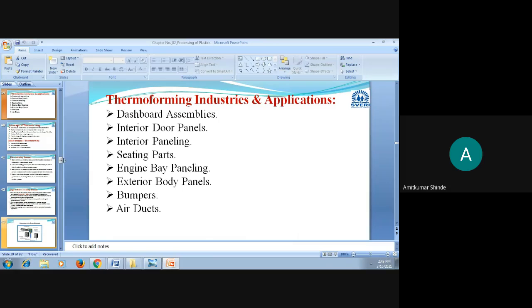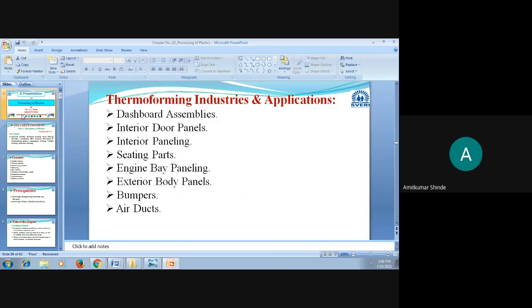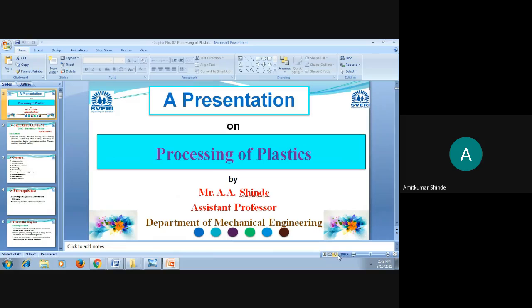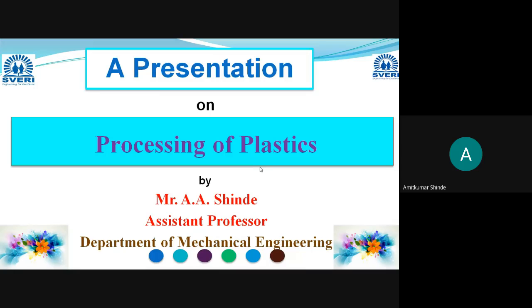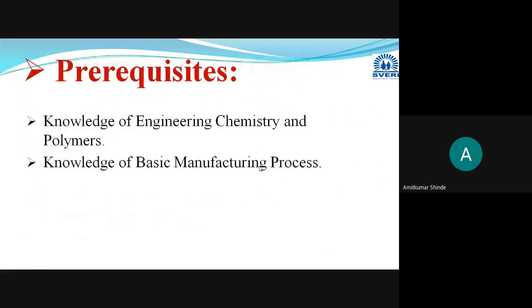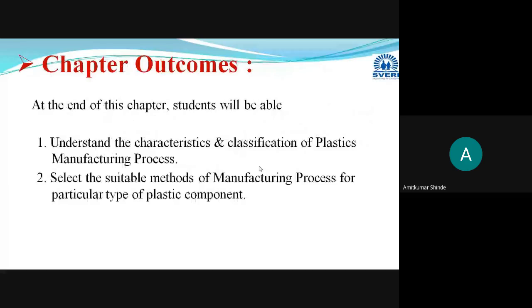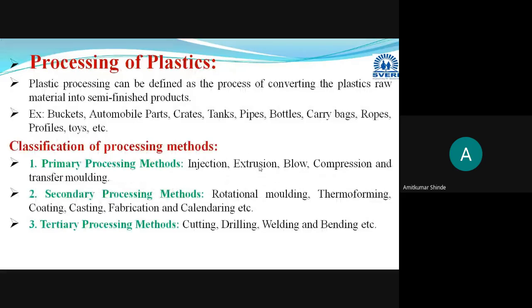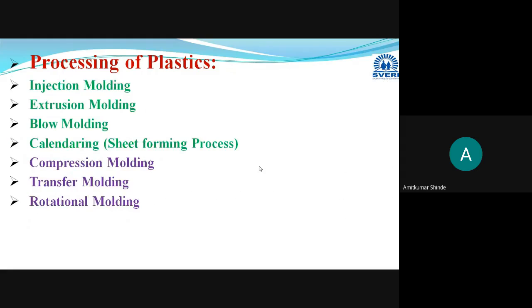Okay, now I will summarize what we have studied in this chapter. In this chapter, this is the processing of plastics. We started with the prerequisites, the title of the chapter. First, we learned processing of plastic and its basic classification. Then, which processing methods are used for thermoplastic materials? Injection molding, extrusion molding, blow molding, and calendering. These are used for thermoplastic materials.